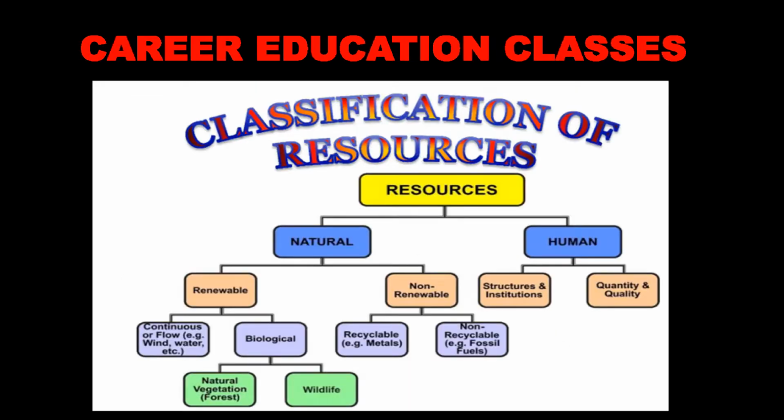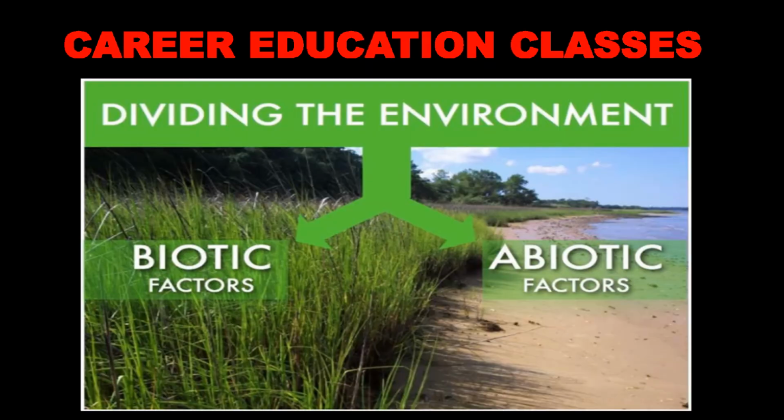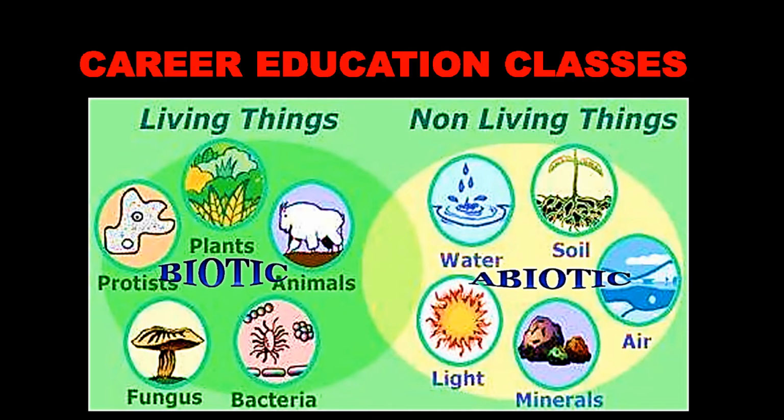Classification of resources can be made in two ways, natural and human. Natural includes renewable and non-renewable. Human includes structure, quantity and quality. Renewable further includes biotic and abiotic factors. Biotic includes all the living factors and abiotic includes all the non-living factors. Biotic factors include plants, animals, bacteria, fungus.